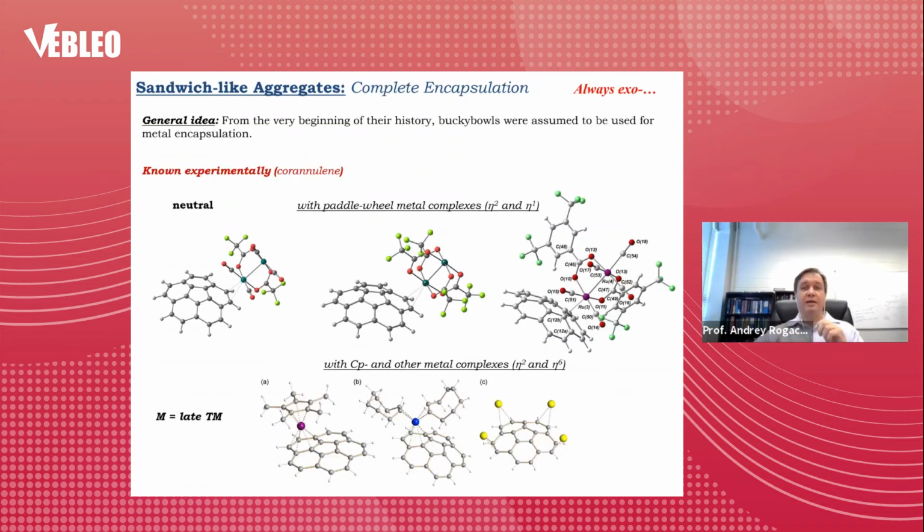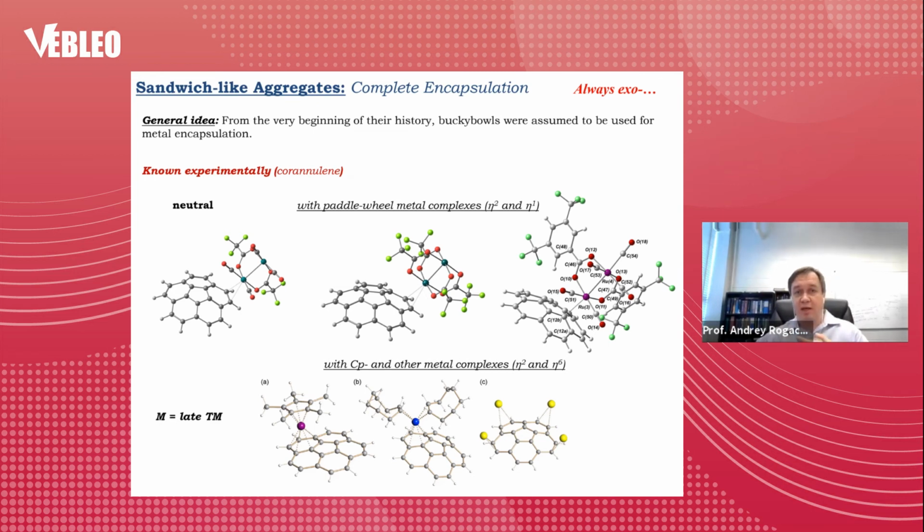Okay, and that's the last part of my talk today. It's a little bit different from the sandwich-like aggregates I just talked about. So that's about encapsulation, right? We all know that, because it's related to the story of endohedral fullerene metal systems, when a metal is sitting inside the cage of C60 or C70 fullerenes, and we know that experimentally it's really difficult to control this process of formation of these highly interesting species.